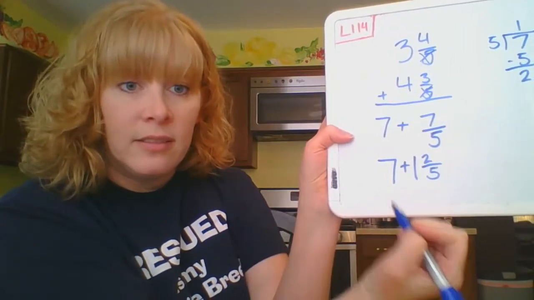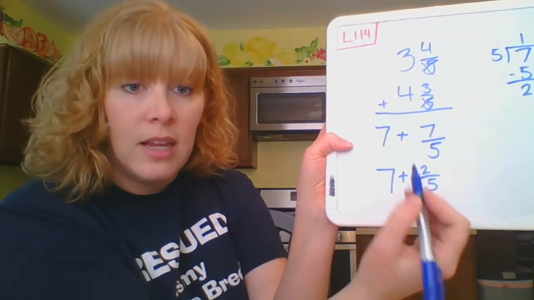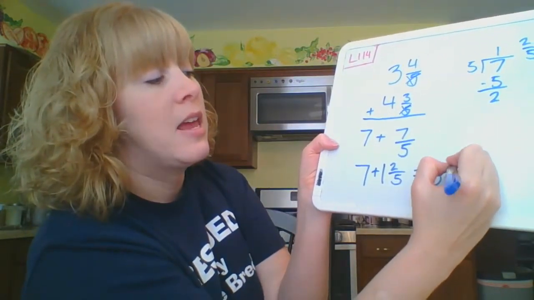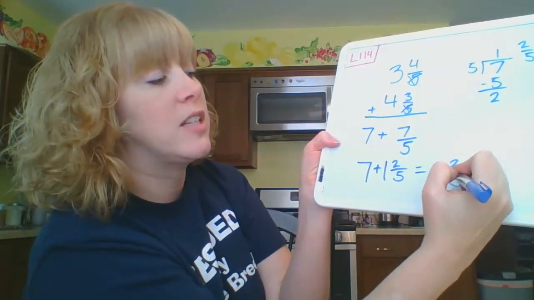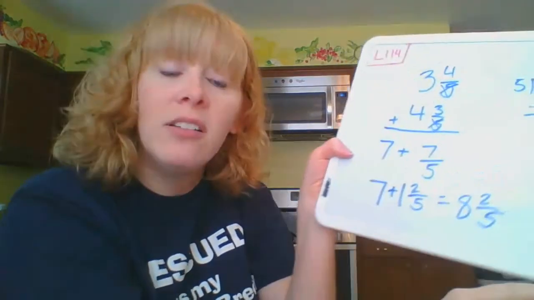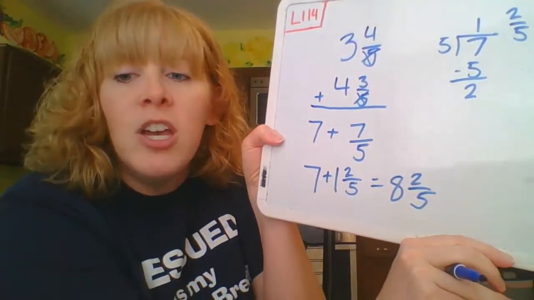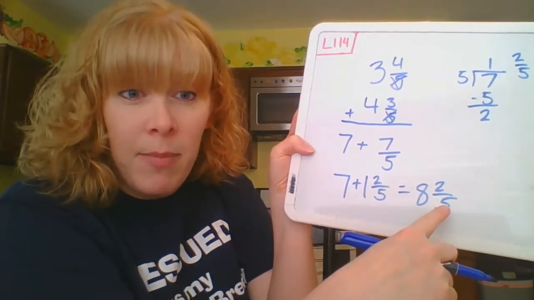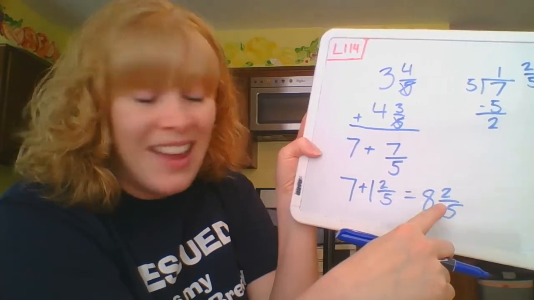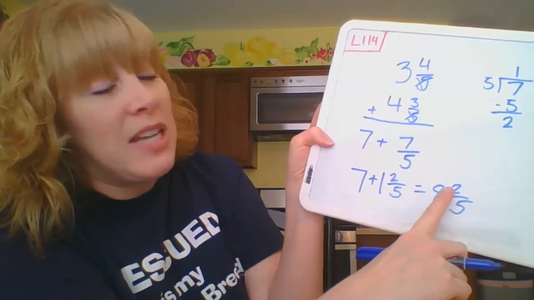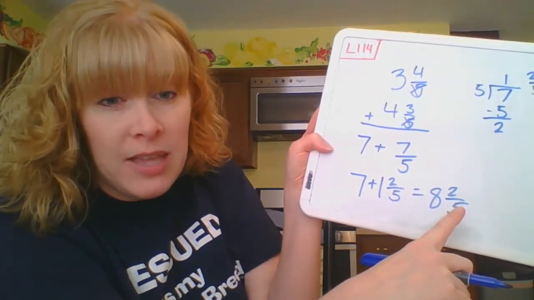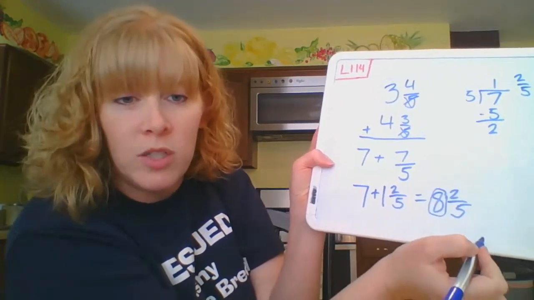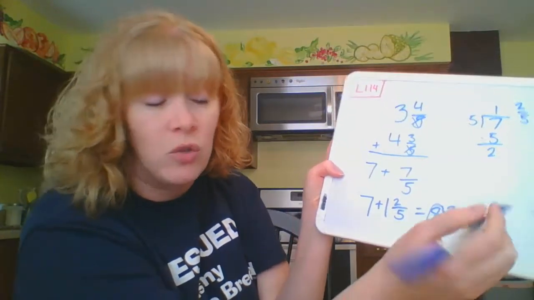7 plus 1 2/5 is going to be 8 2/5. That's going to be my final answer, and that's what they tell you in the example. Let's say, though, that if my denominator had been fourths instead, and my answer was 8 2/4, I would need to reduce that. And I wouldn't be reducing my mixed number at all. I'd only reduce the fraction. It'd be 8 1/2 instead of 8 2/4.